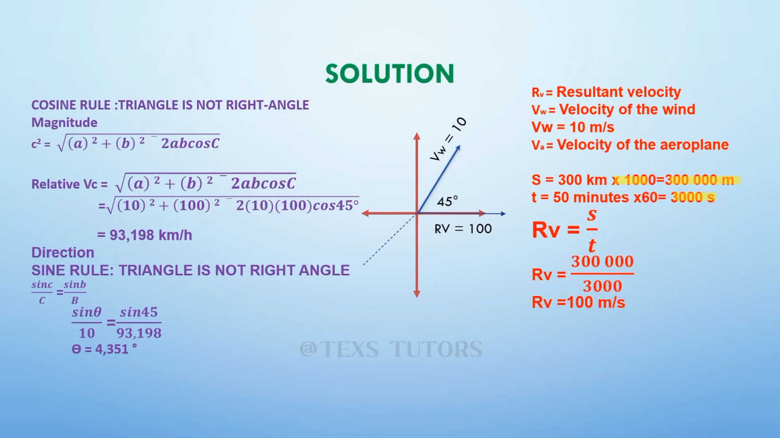Now, the most important thing to understand in this question is that we are trying to find the velocity of a plane. The plane wants to go east. We already know the time, we already know the distance, we already know the landing point of the plane. Since we already know the landing point, the time and the distance it takes, that means in the question we have already been given the resultant velocity.